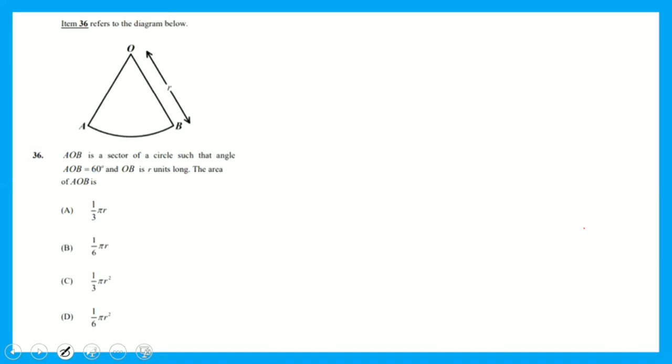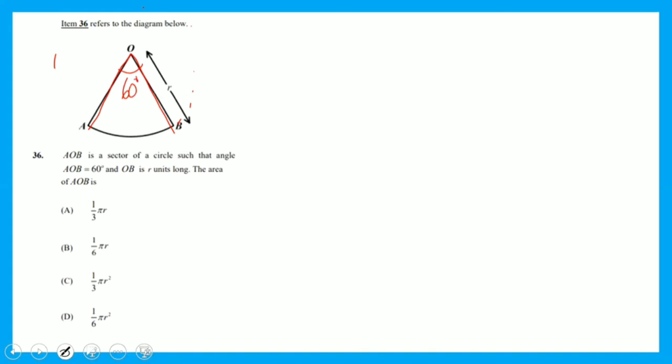And our final question for today, this sector AOB. AOB is a sector of a circle such that angle AOB is 60 degrees and OB is R units long. And questions like these, you want to just reread again so that the information is solidified in your head. It's a sector, and of course it's called a sector because it's part of a circle, such that the angle AOB, so that's this angle right here, is 60 degrees. And OB is R units long.